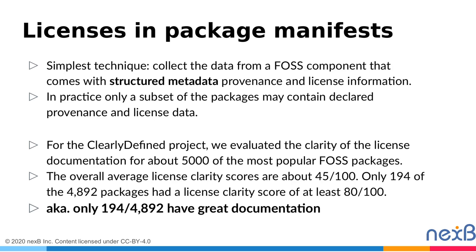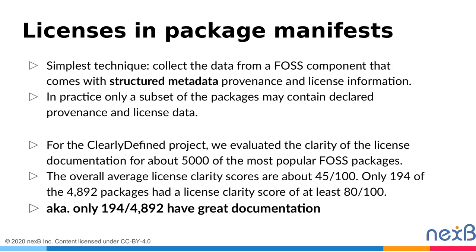So if we look specifically at package manifests, that's the first technique I was mentioning, and it's structured metadata. And the thing is that in practice, unfortunately, as much as we want to have that information clear and upfront, because that's the first obvious piece of information, you have a field in a data file that says license GPL, that's very useful, right? It's very obvious. It's clear, concise, and unambiguous in many cases. So the problem is that only a subset of these packages contain proper provenance declared information. We call that declared when it comes from the top.